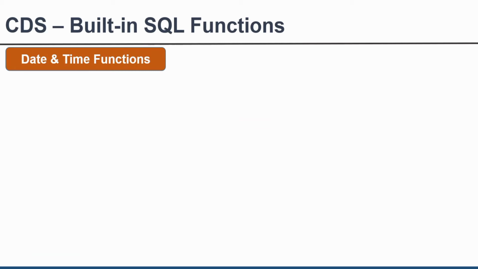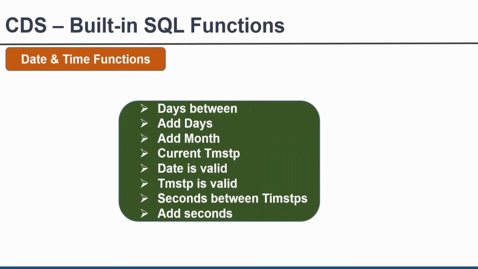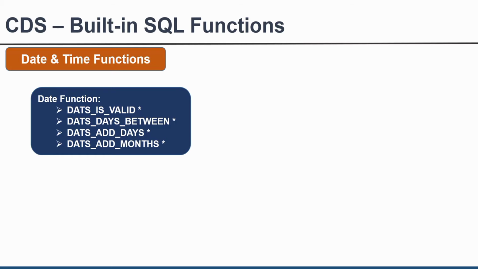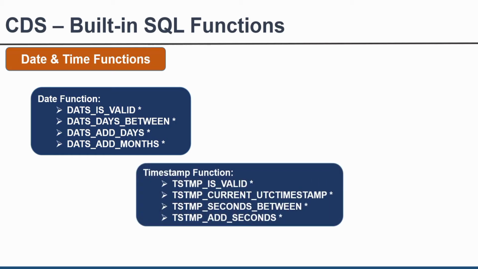Date and time functions. We have these date and time functions as well. Days between two given dates. We can add a number of days to a particular date. Current timestamp, whether a date is valid or invalid. Whether a timestamp is valid or invalid. Seconds between two timestamps, and add seconds. A few more functions.